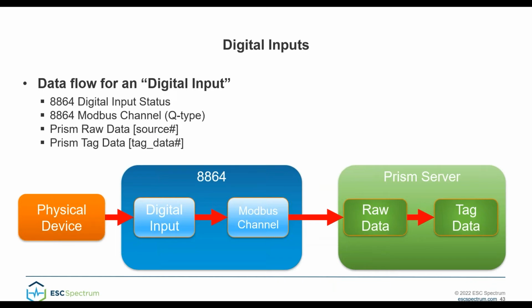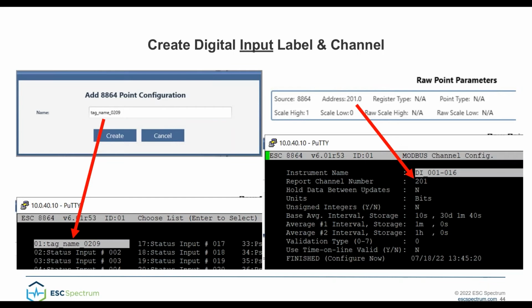For digital inputs, it comes from the device to the digital input. We actually store those in a Modbus channel. We'll pack 16 of those digital inputs in at once to a register, and Prism will actually read from that Modbus channel via the 8864 protocol to the Prism server, to our raw data, and then to the tag data. You can create individual names for each individual raw digital input, and then basically the channel number as well.